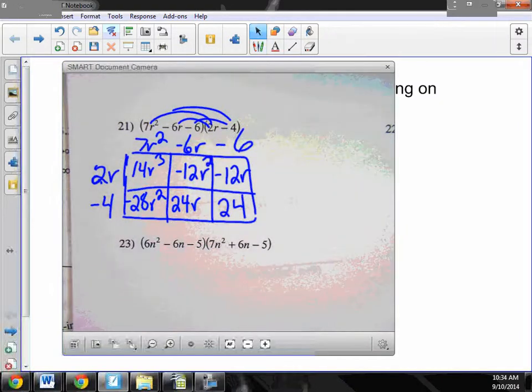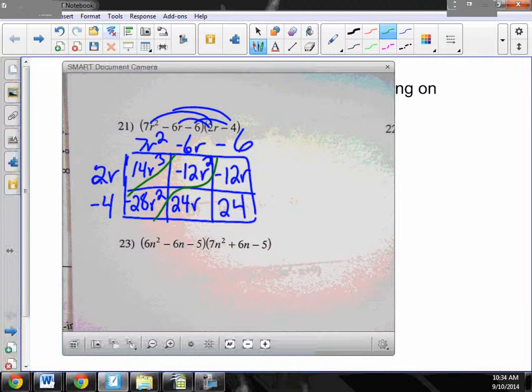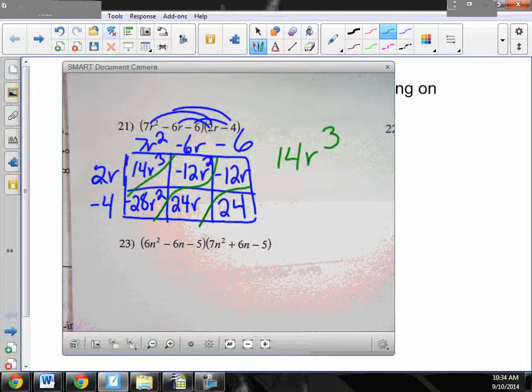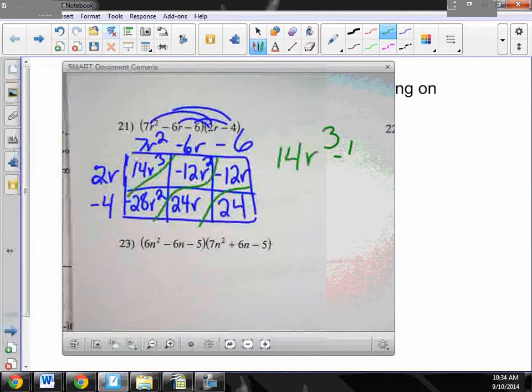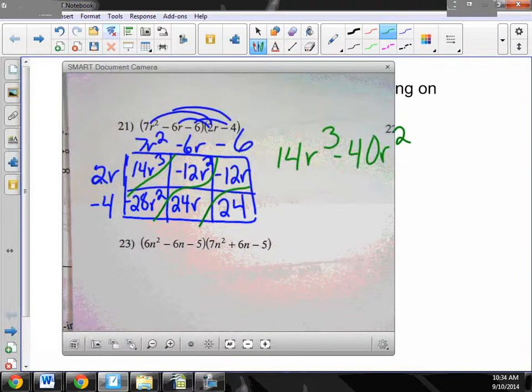Okay, and the cool thing is, if we draw the diagonals, everything is already lined up for us. So my final answer will be, my r to the third is 14r to the third. My second diagonal contains all of the r squareds. Negative 28 minus 12 is negative 40r squared. And then my r diagonal, 24r and negative 12r, is plus, well, one's positive and one's negative. So it's going to be plus 12r, and the last one is plus 24.